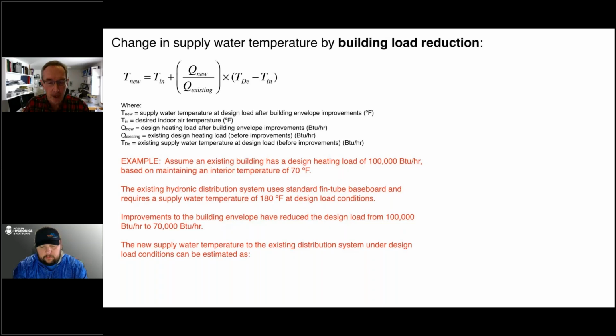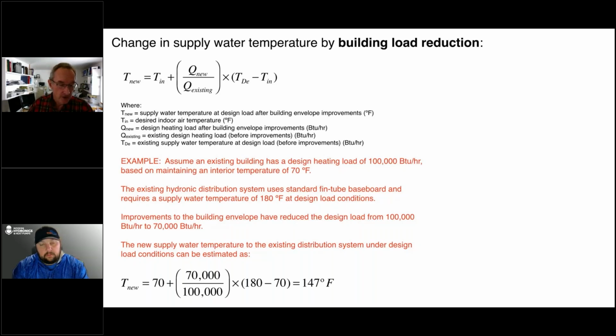Now, let's say we've done improvements to the thermal envelope of the building. We've reduced the load from 100,000 BTUs per hour to 70,000. So we've got a 30% reduction in load. Again, it doesn't specify how that's done. It could be anything that we've talked about: insulation, air sealing, windows, and so forth. So let's calculate that new supply temperature just based on these assumptions.